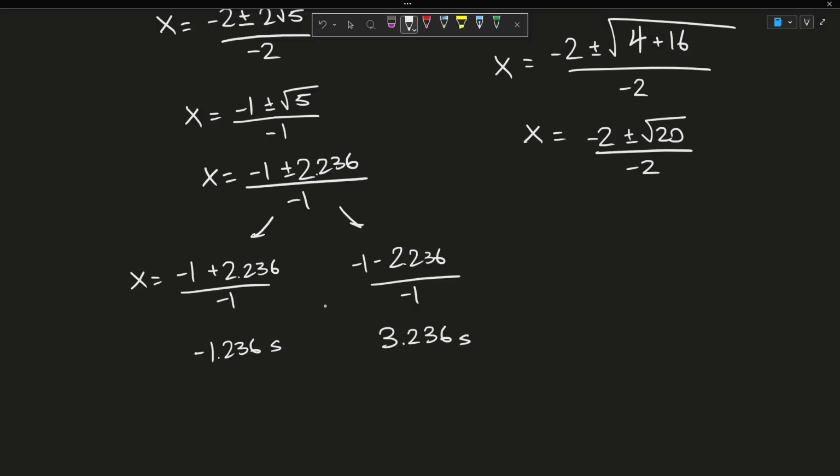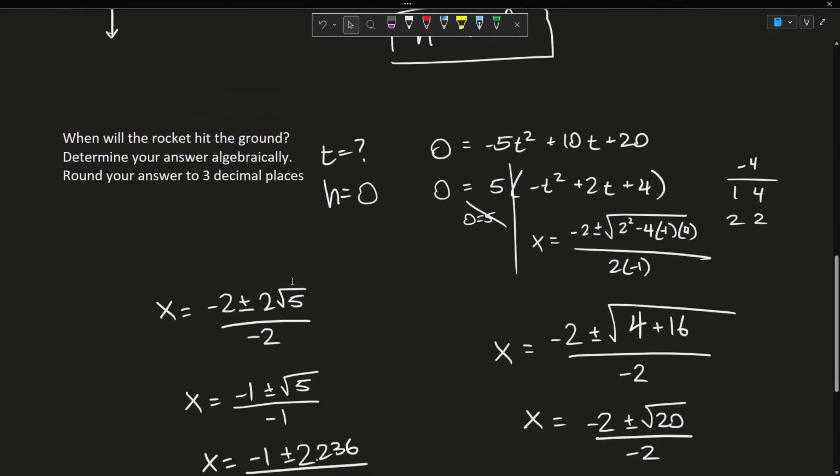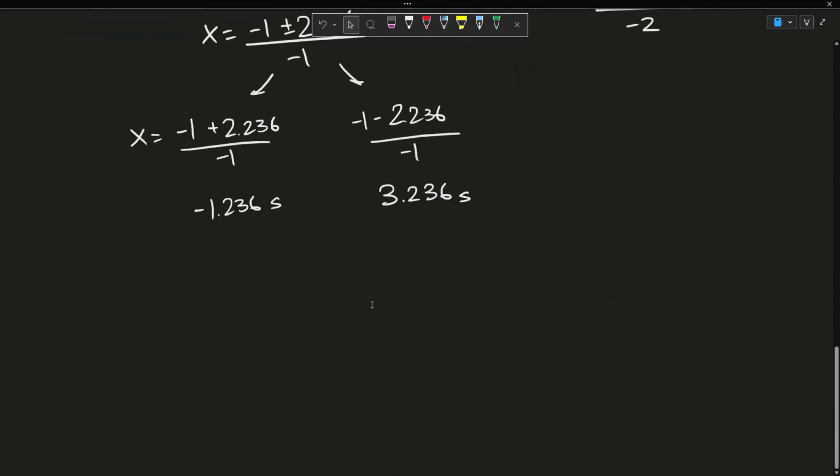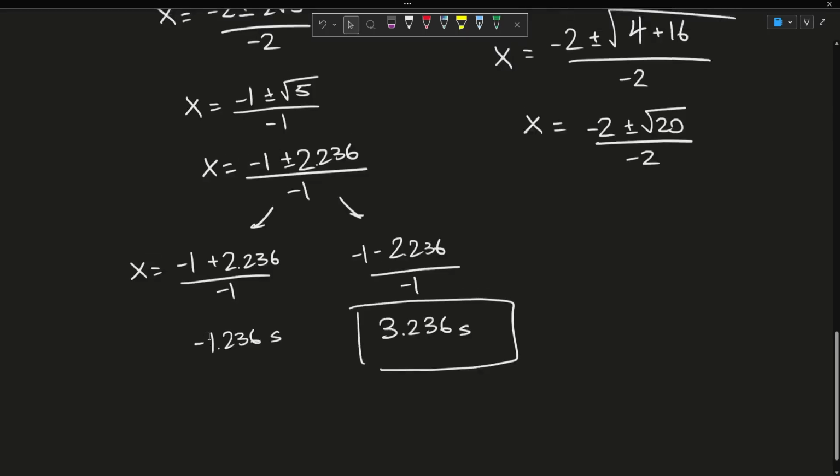Look at my two answers. I want to see which one sounds right. The one on the left, I have negative time. That's like the rocket hits the ground before I launch it. And this one happens 3 seconds after I launch it. So it must be the positive answer. But let's also take a step back and see why this is happening.